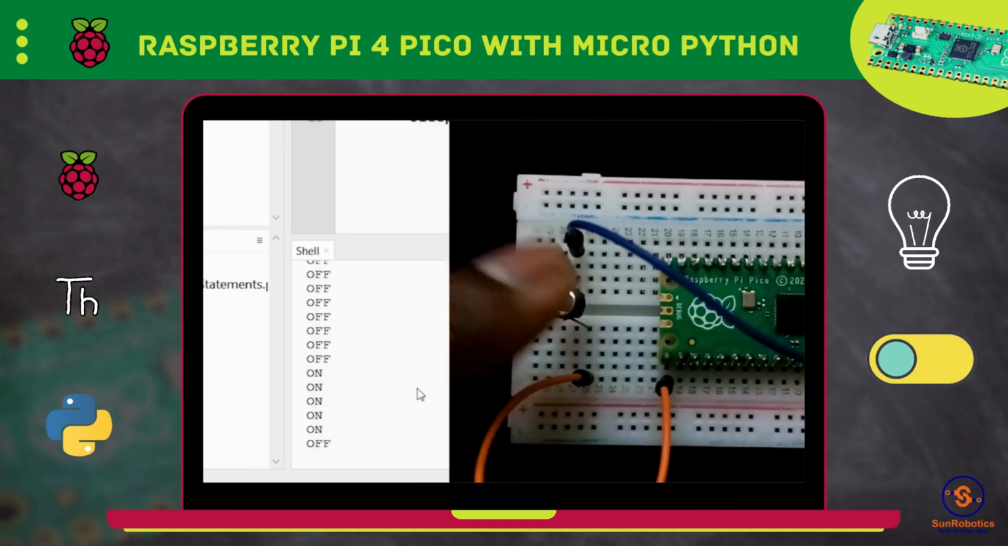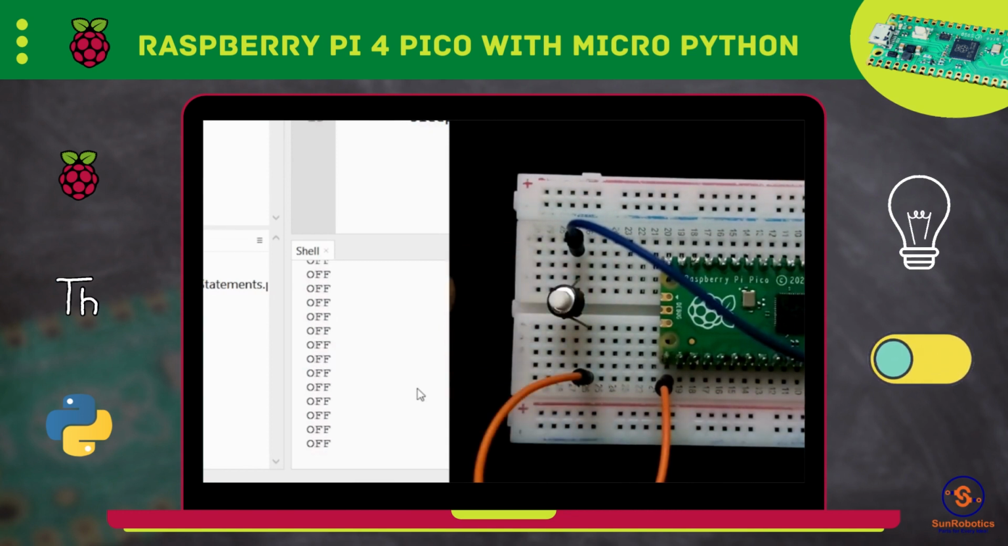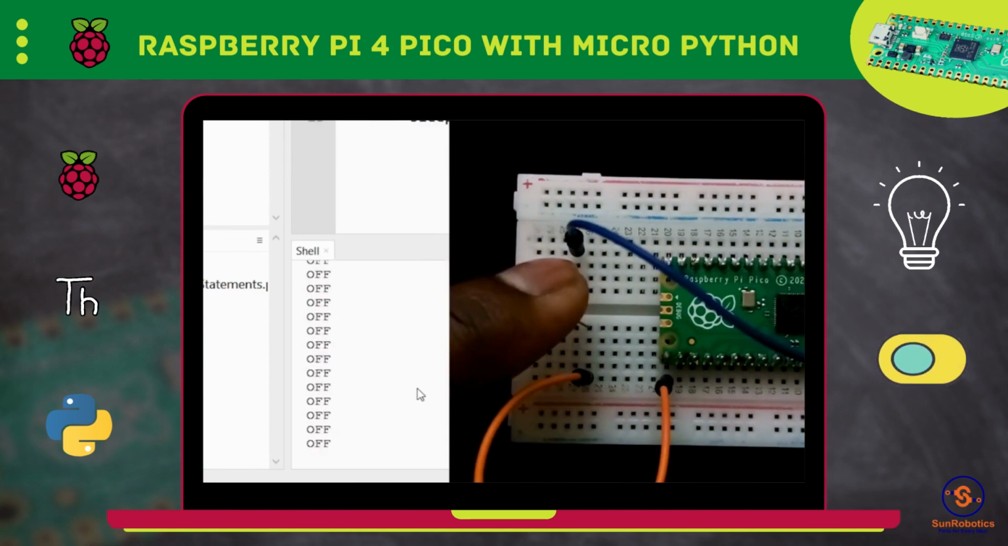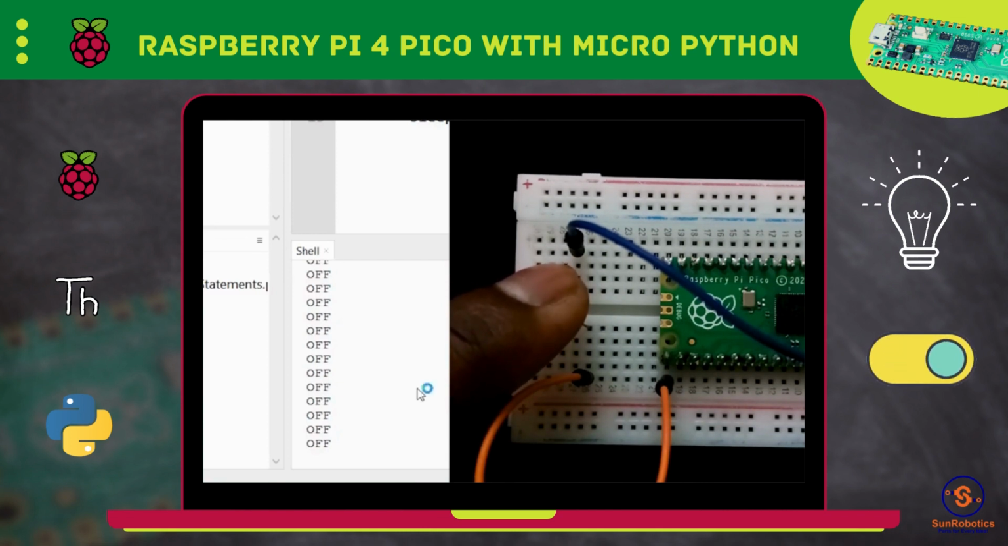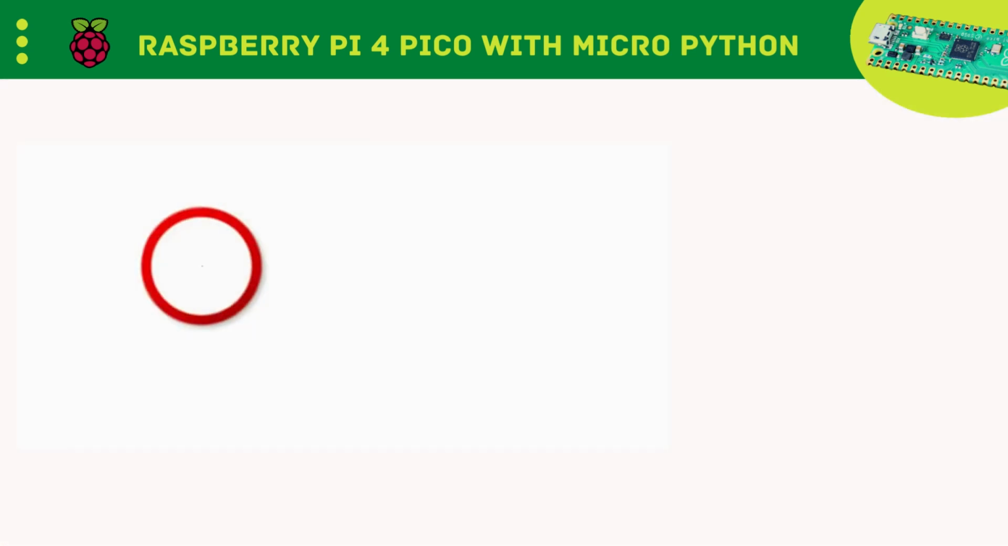If I take my hand away, the LED becomes off. It is right now printing the off condition in your shell, and I can press it again. But this is not an efficient method here. The problem is that if I use a print statement, every fraction of a second it is checking the value of the button and saying to make it off or on. So that is not efficient. We will be solving that in the next video.